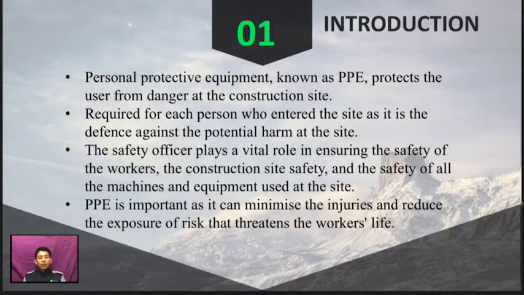The safety officer plays a vital role in ensuring the safety of the workers, the construction site safety, and the safety of all the machines and equipment used at the site. Lastly, personal protective equipment is important as it can minimize injuries and reduce the exposure to risk that threatens the workers' lives.